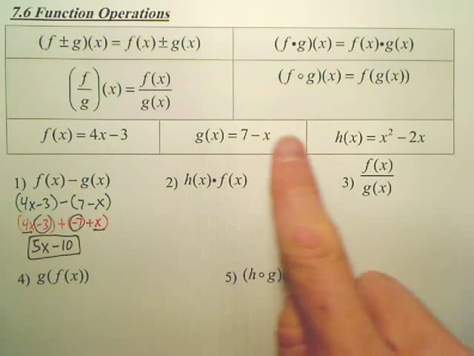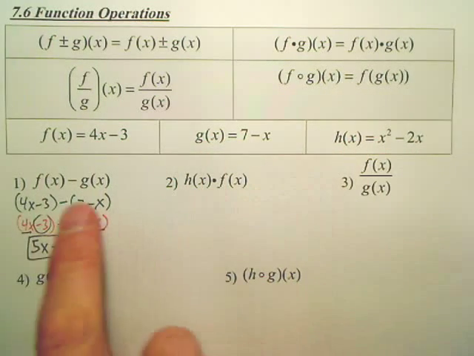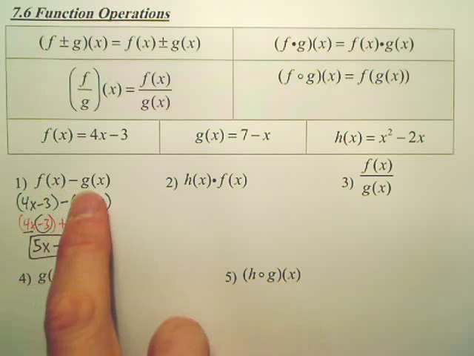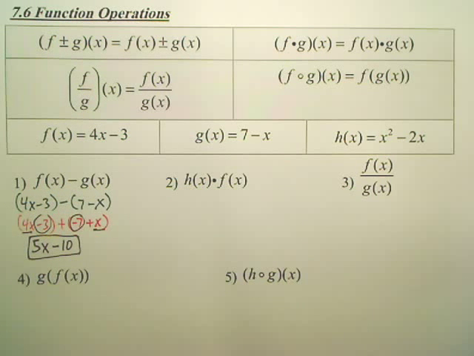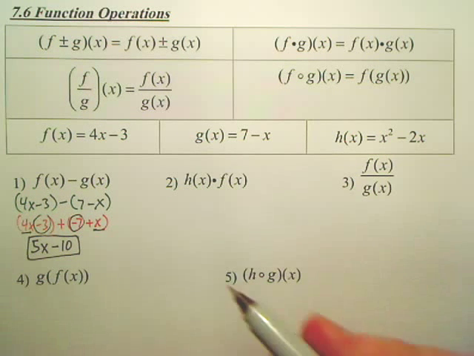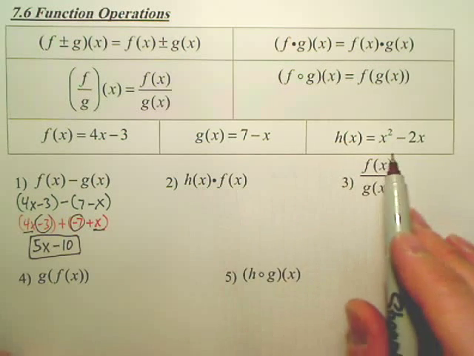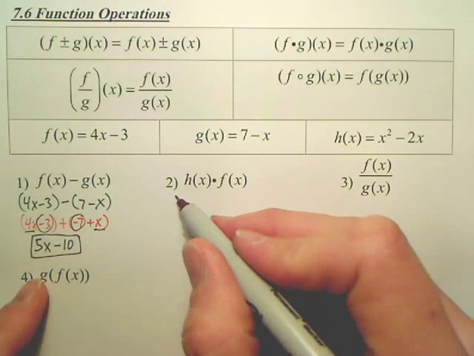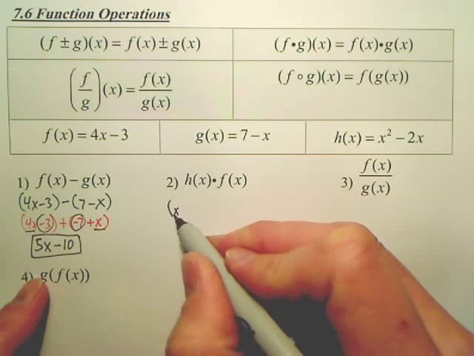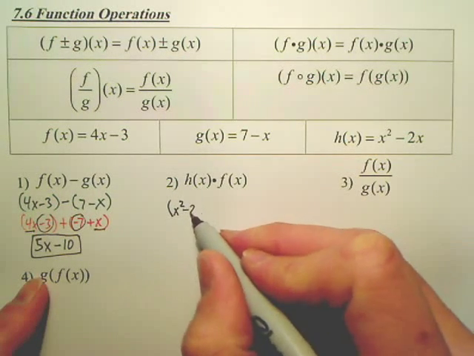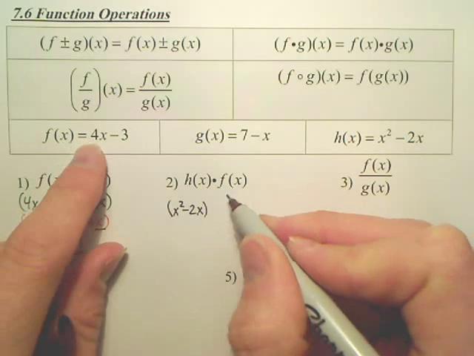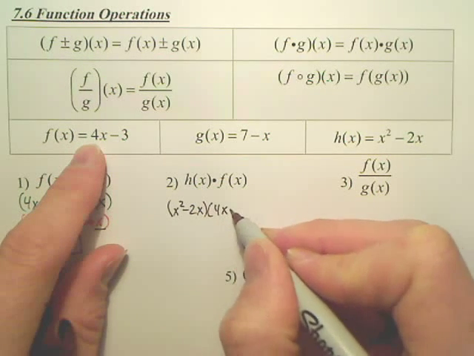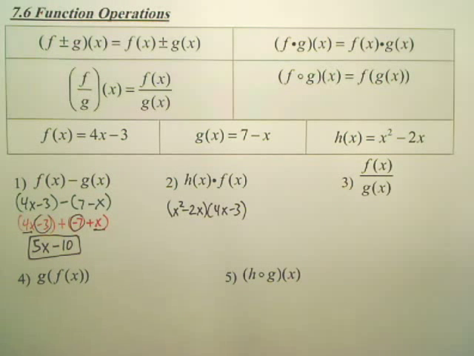This is just saying we're dealing with these functions right here. This is saying take f and subtract g. Okay, here. This is saying take h and multiply it by f. So here's h. X squared minus 2x. And f is right here. And it's just saying multiply these. So we're going to have to FOIL.